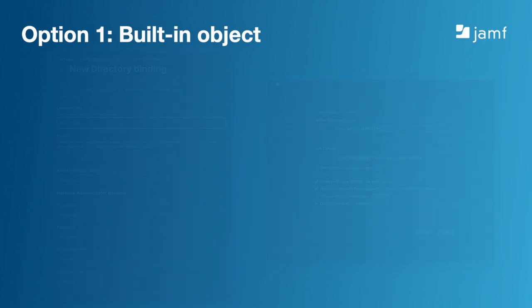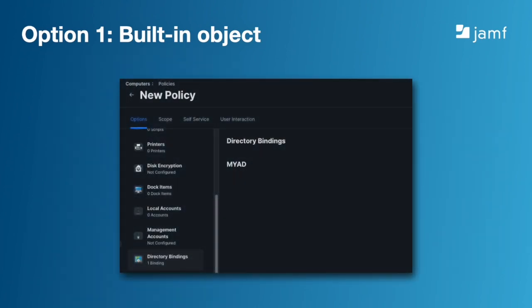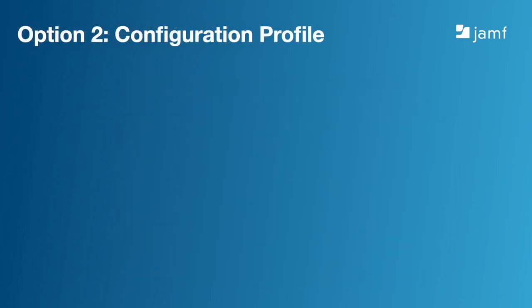And after you create the directory binding object, you can create a policy that will add that object scope to whichever devices you need. You should consider the frequency and the event that triggers this policy, and I'll get back to that in just a moment. Now, the directory binding object is one option. How else could we bind a Mac?